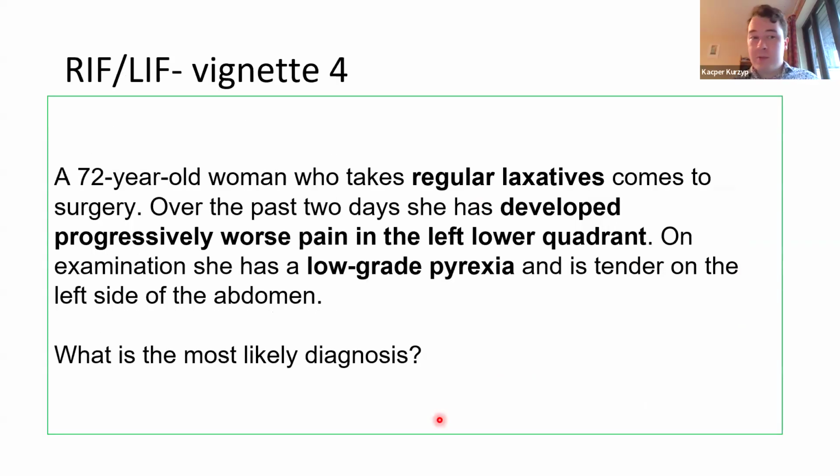Now, patient 4 comes through the door, and we are changing the demographic. We have a 72-year-old female. She's taking regular laxatives and comes to our surgery. Now she has progressively worse pain, left lower quadrant. She is a bit feverish, around 38, but nothing too exciting. And again, she's tender in the left side of the abdomen. Who's going to offer me their top differential?